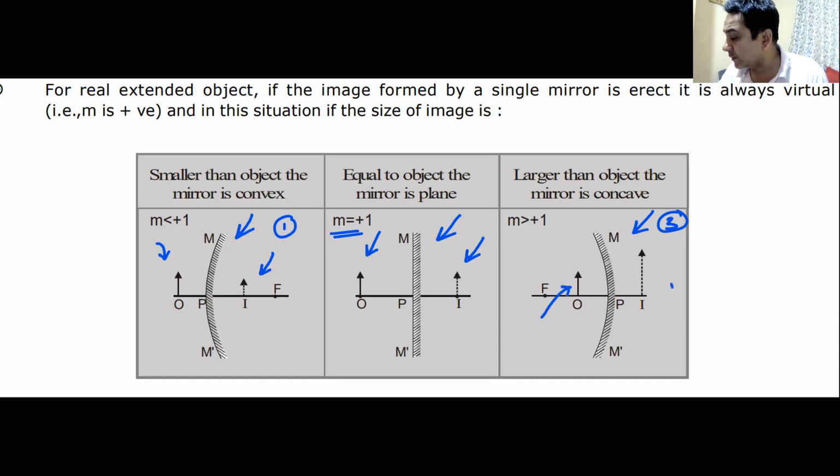A concave mirror, if it forms a virtual image of a real object, the image will always be enlarged. Do we understand this? This is how you can differentiate between a concave mirror, a convex mirror, and a plane mirror. With real objects, if the image is virtual and diminished, it is convex. If the image is always of the same size, it is a plane mirror. If the virtual image is enlarged, it is a concave mirror. Please note it down, my dear friends.